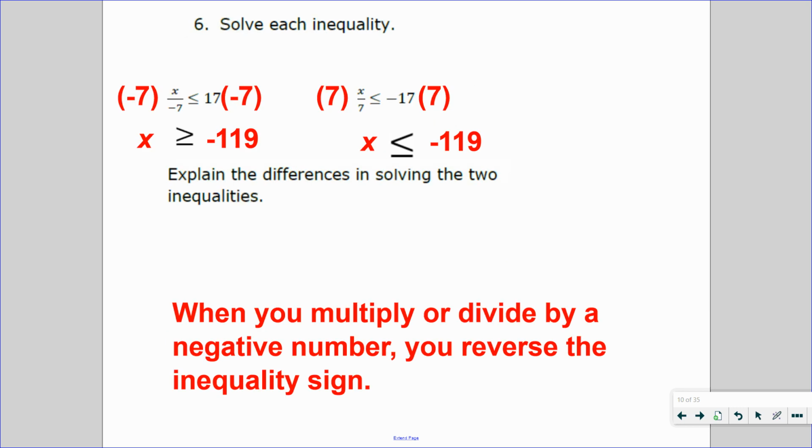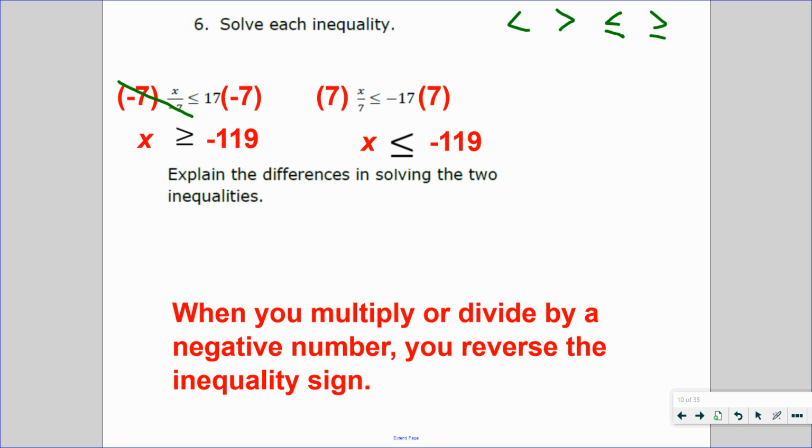So number 6. This week, starting on January 31st to the first week of February, you're going to be learning all about inequalities. Inequalities are less than, greater than, less than or equal to, greater than or equal to. So solve each inequality. Let's start with the very first one. Here is x. Is x isolated on the left side? No. How am I going to undo a divide? I multiply both sides by negative 7. Cancel out.